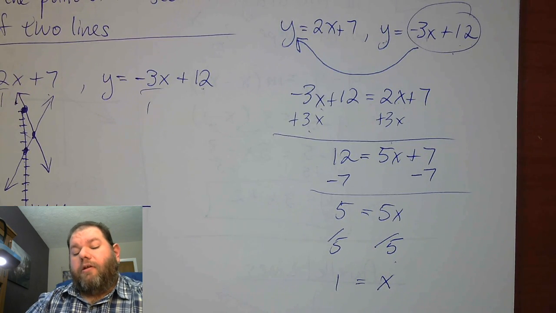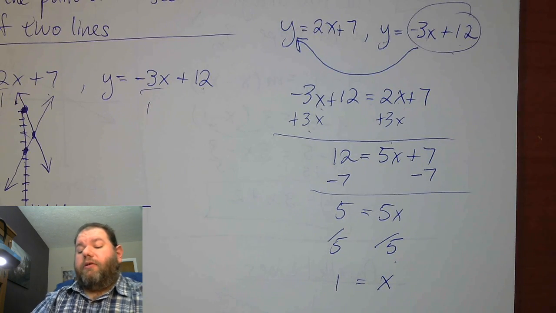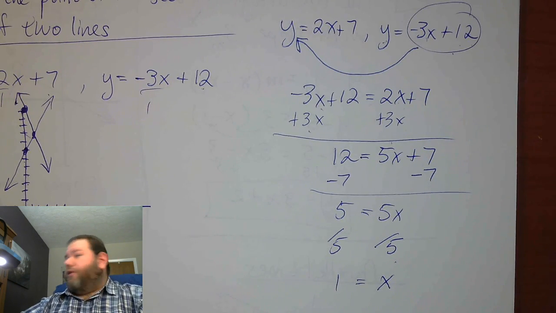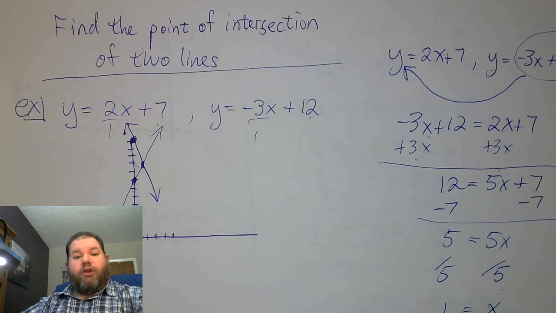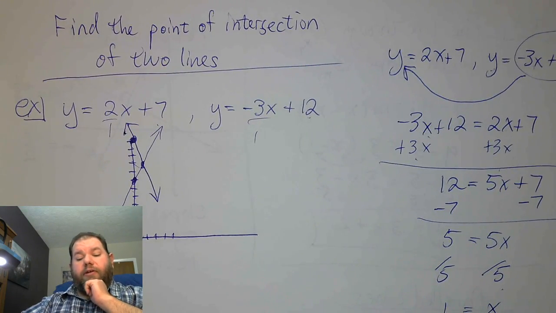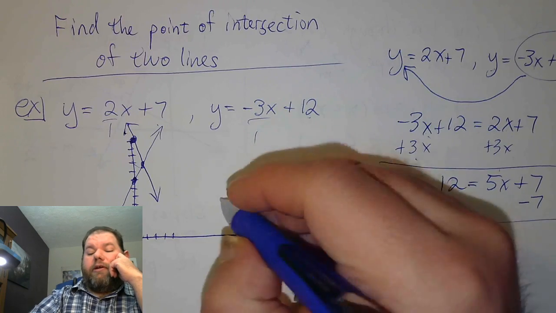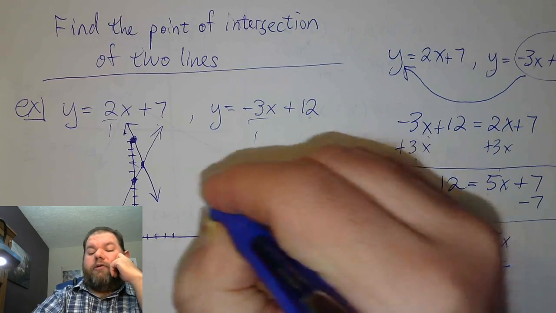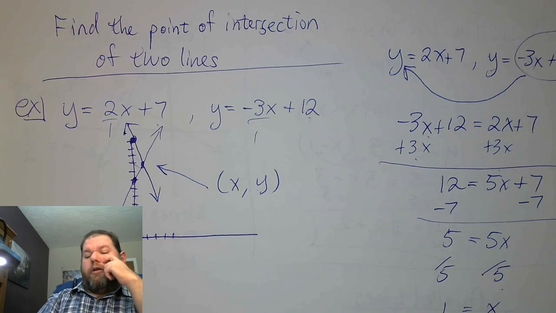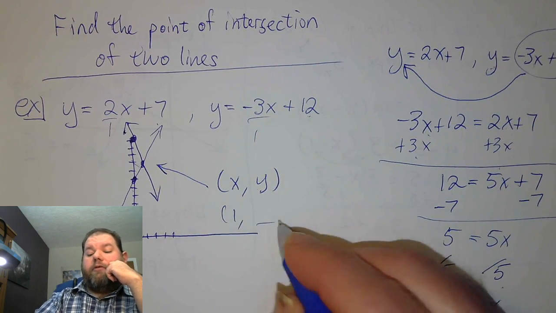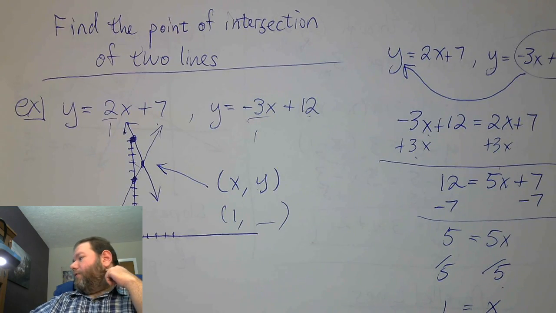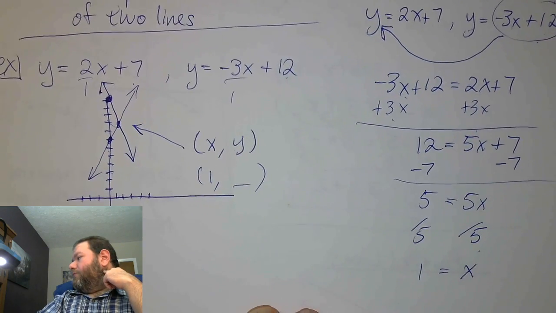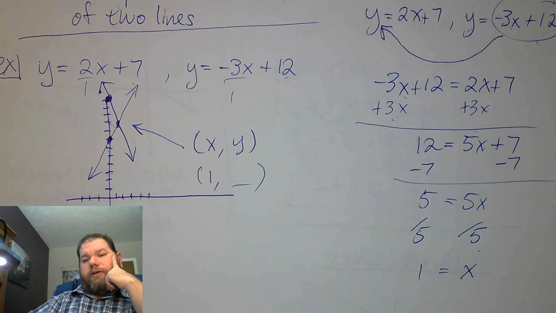Okay. Now that means that our two lines meet at x equals 1, but if we're trying to find the location of the coordinate where they intersect, we have to do more than just find the x value. We also need the y value, because a coordinate is going to be x comma y. So we know x is 1 already, but the question is, how do we get our y value? Any ideas?